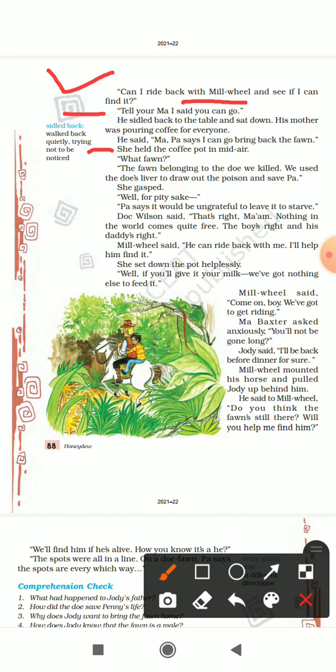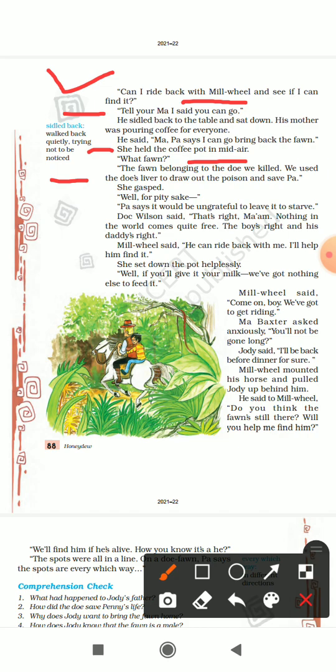He said, "Ma, Pa says I can go bring back the fawn." She held the coffee pot in mid-air. "What fawn?" "The fawn belonging to the doe we killed. We used the doe's liver to draw out the poison and save Pa." She gasped, "Well, for pity's sake."